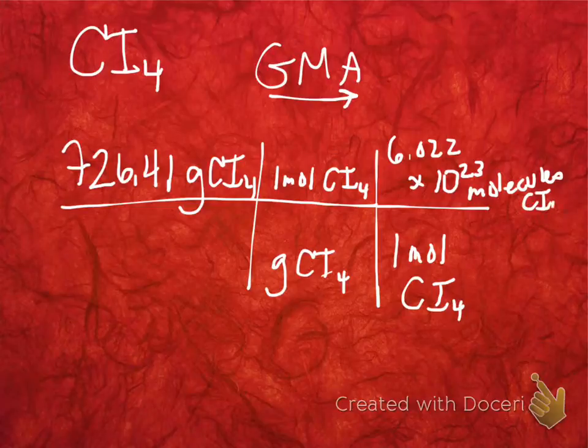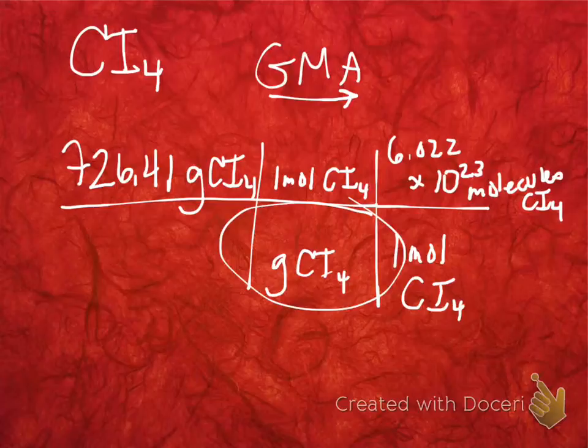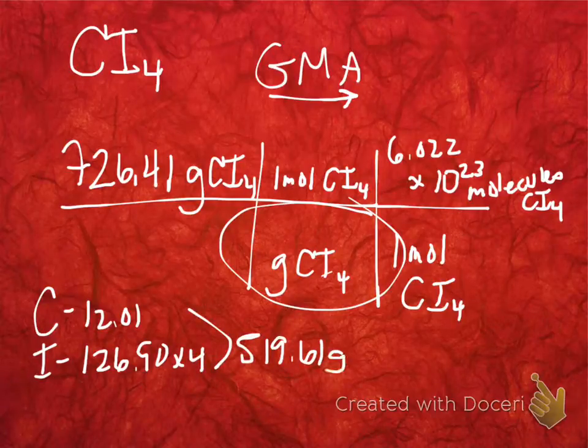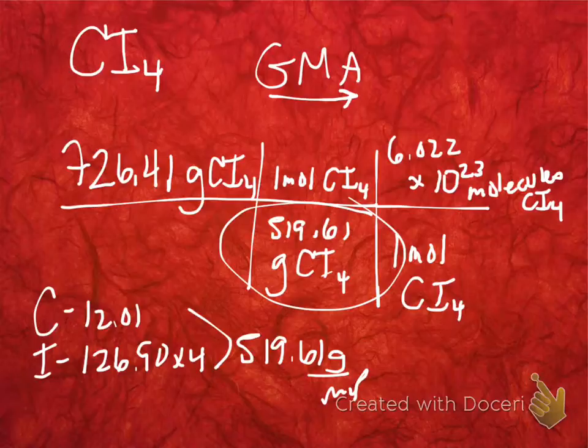Molecules of CI4. So this is the one piece that we have to get. We have to get our molar mass. Carbon is pretty light, 12.01. Iodine, woof, 126.90 grams per mole, and we got 4 of them. So we have a molar mass of 519.61 grams per mole. That is massive. So 519.61. Multiply across the top, divide across the bottom.